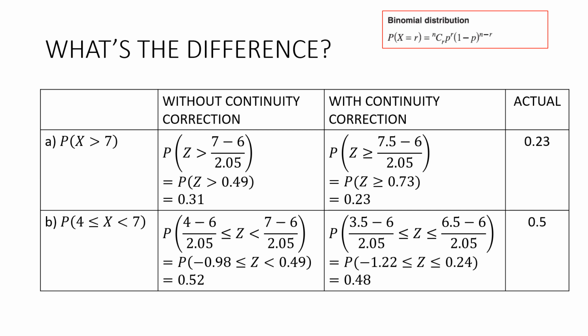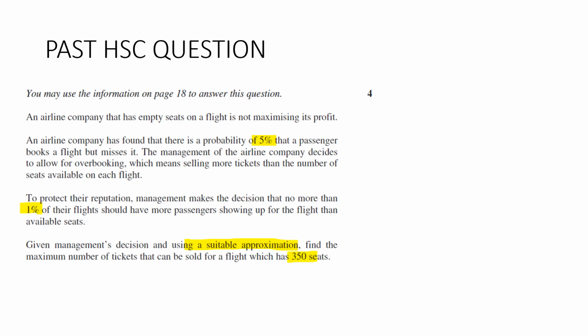Now, in terms of the syllabus, continuity correction is not mentioned at all. So it's up to you whether you want to use it. And the reason I'm showing you is because when you go and do past papers, in the answers you're going to see two solutions, one without continuity correction and one with continuity correction, and both are marked as correct. And speaking of the HSC, let's have a look at this question.